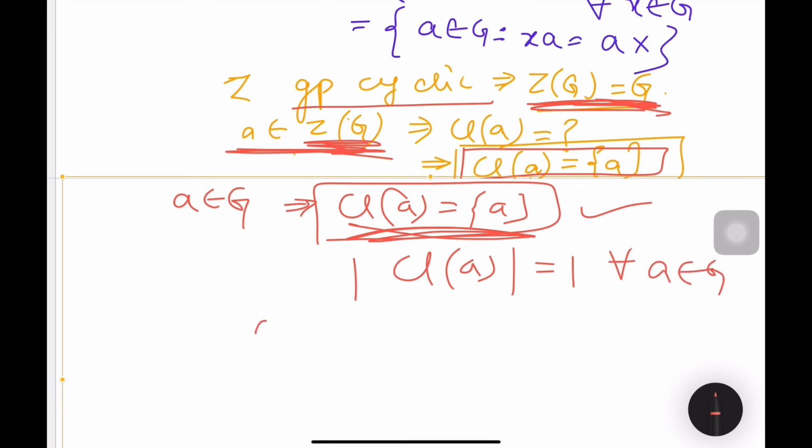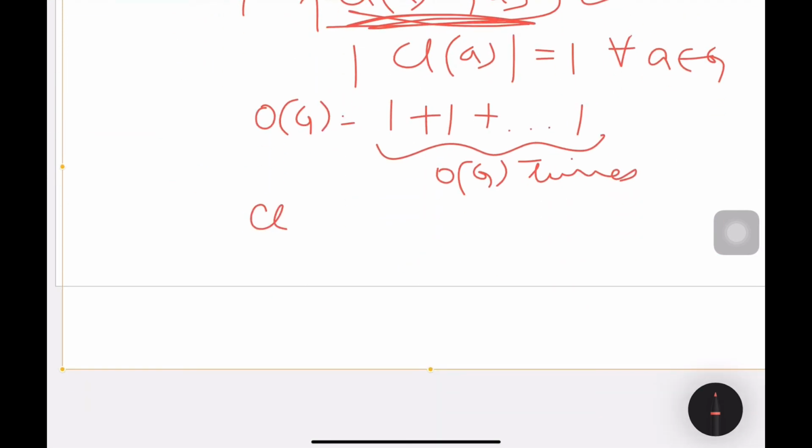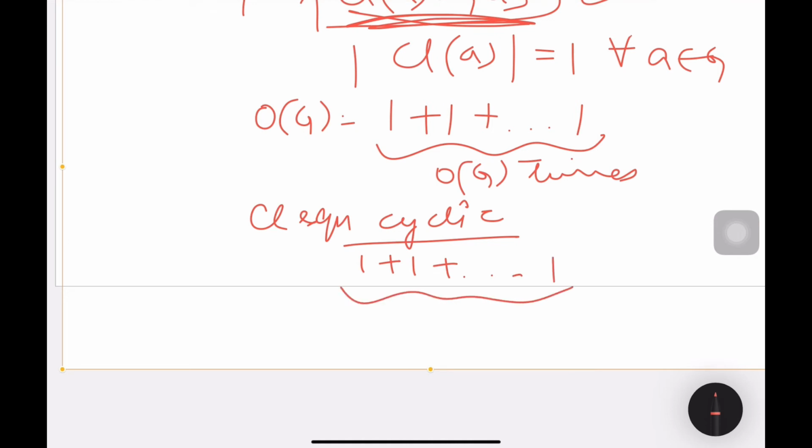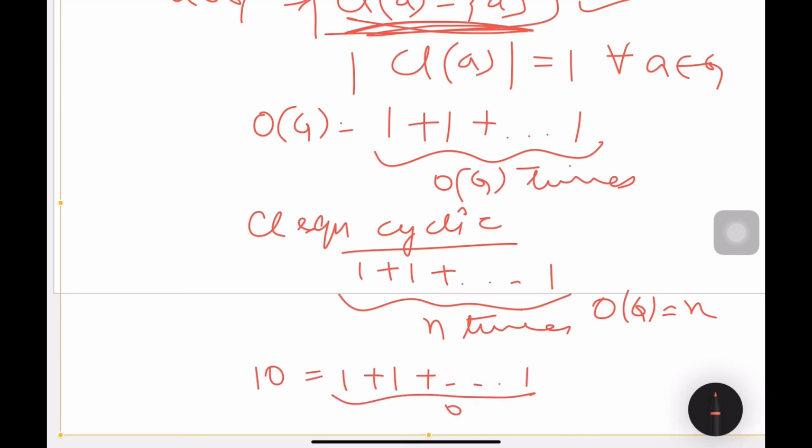Therefore, the class equation will be the order of G is equal to 1 plus 1 plus 1, how many times? Order of G times. So, this is how our class equation for a cyclic group goes. For a cyclic group, the class equation basically is 1 plus 1 plus 1, n number of times, where n is equal to the order of the group, correct? So in this particular case for 10, it will become 1 plus 1 plus 1, 10 times, right?